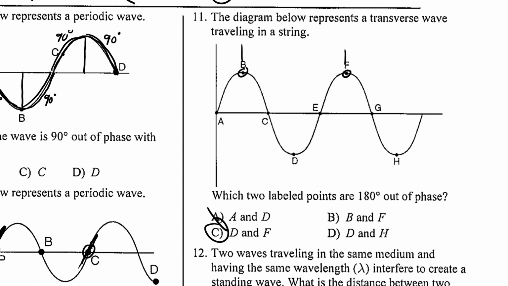Crest to crest, so 1 full wavelength. That's in phase. And then we have D and H, that's trough to trough. So again, that's 1 full wavelength. We're looking for something that's out of phase, not a full wavelength. 180 degrees out of phase. We're looking for something that's half a wavelength.